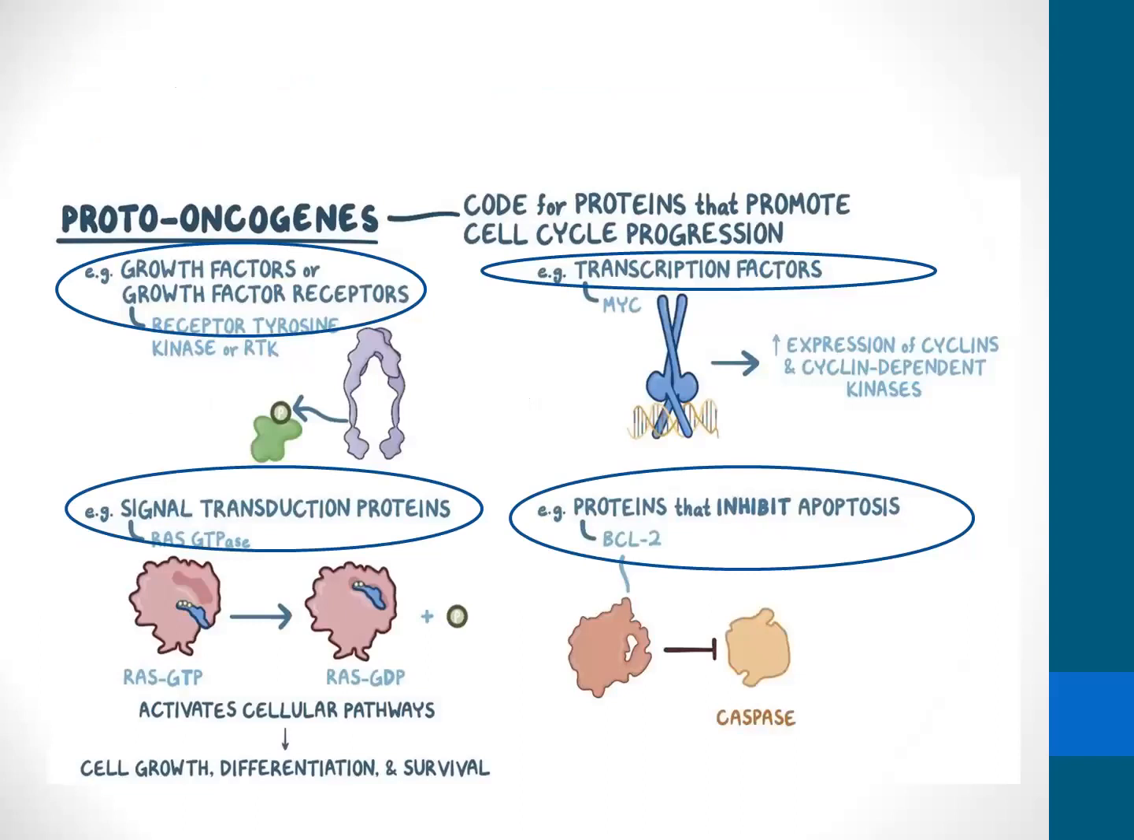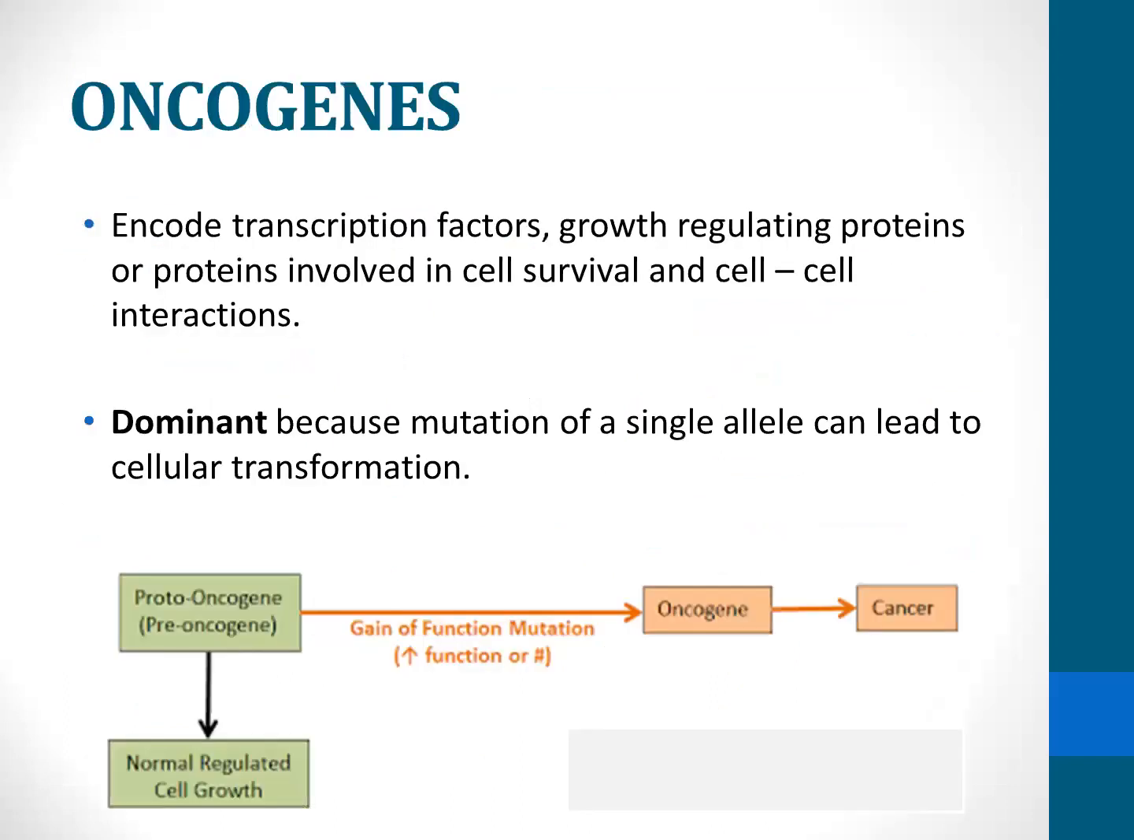Proto-oncogenes may be growth factors or growth factor receptors. They may be transcription factors. They may be signal transduction proteins, or they may be proteins that inhibit apoptosis. There are different types of proto-oncogenes. Oncogenes can be transcription factors, growth regulating proteins, proteins involved in cell survival, or proteins involved in cell-to-cell interactions.